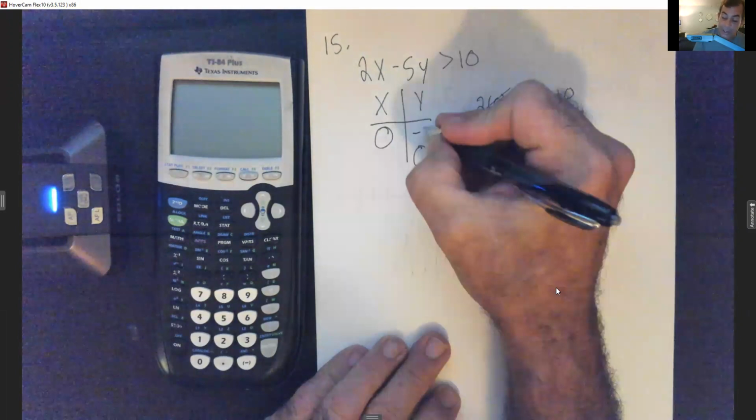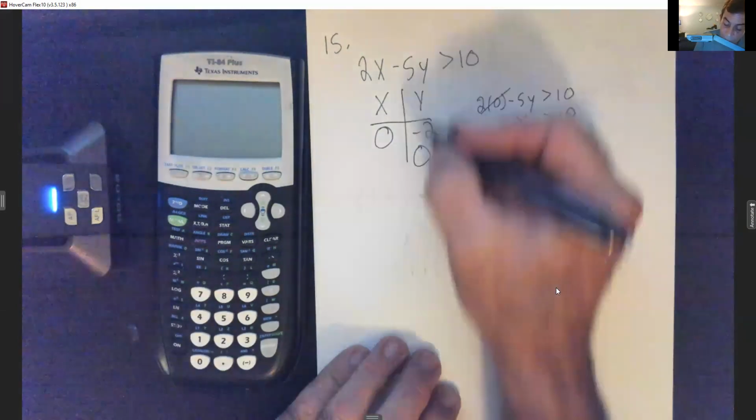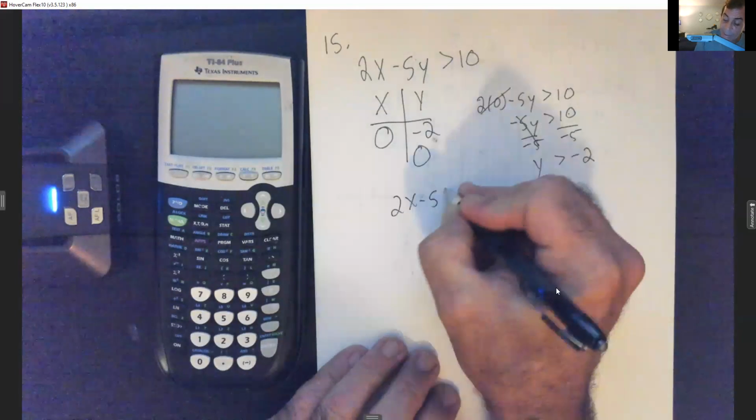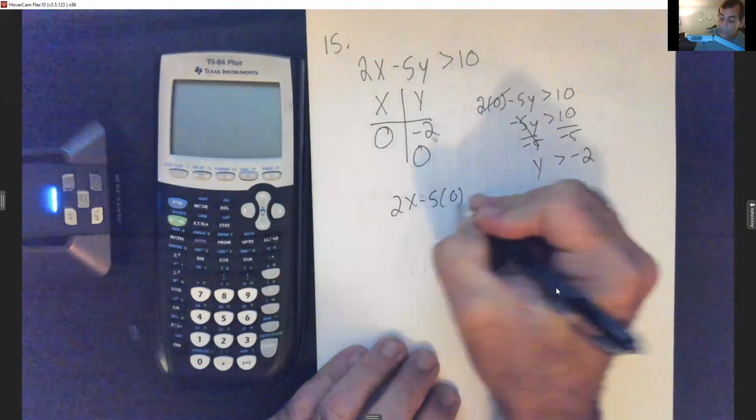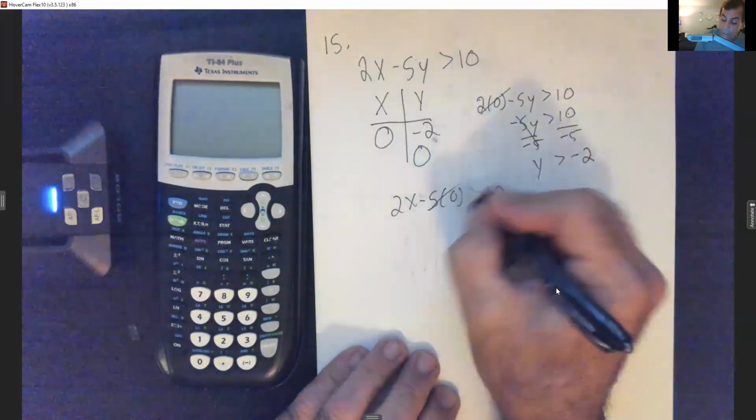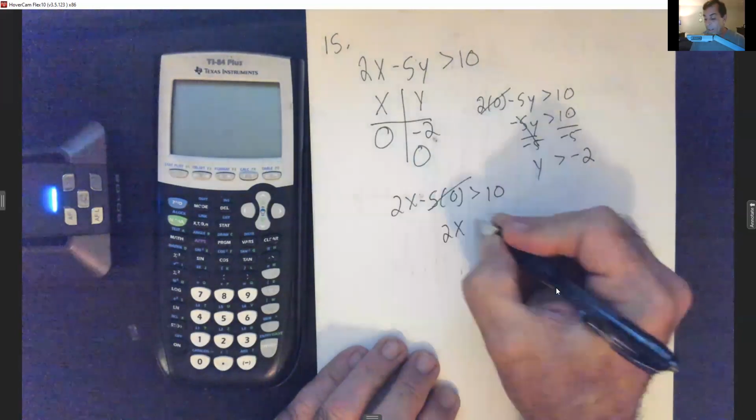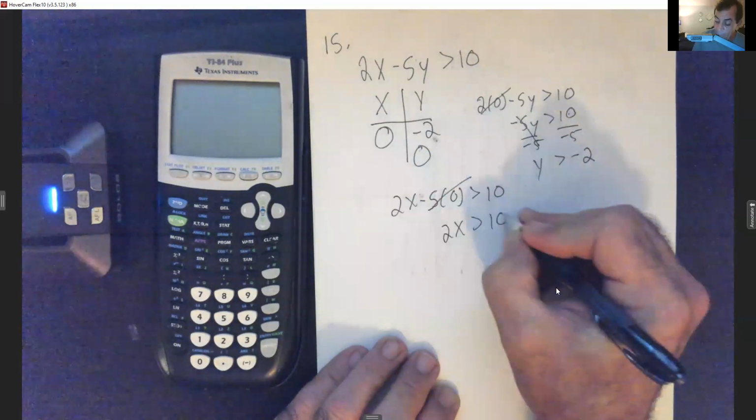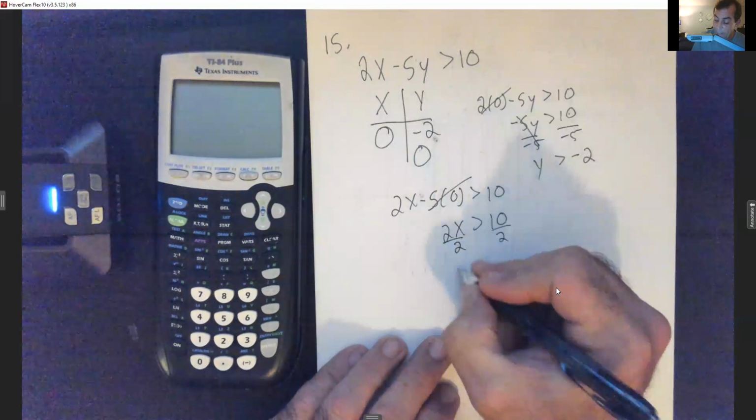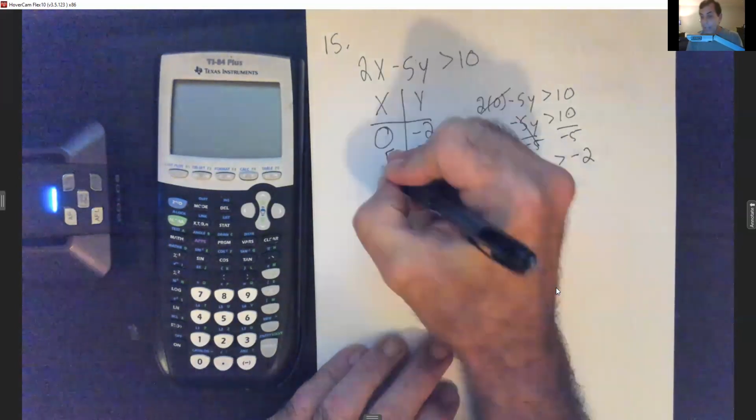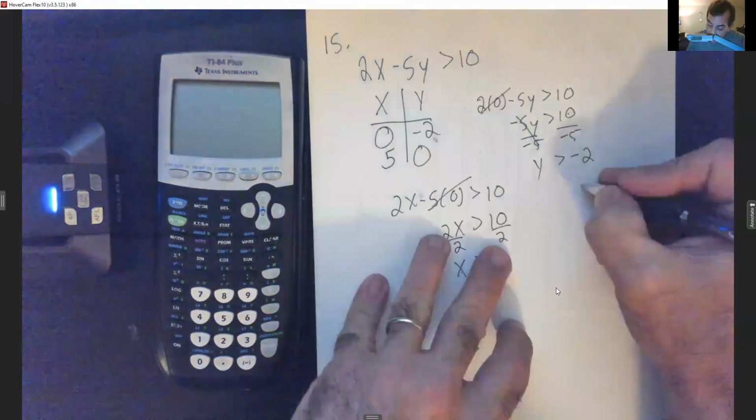All right, now put the 0 in for the y and get an x. So 2x minus 5 times 0 is going to give me 10. Well, 5 times 0 is gone, so 2x is going to give me 10. What are you going to do? Divide by 2, and x is going to give me a 5. So I got my 2 points. I'm going to come down and graph.